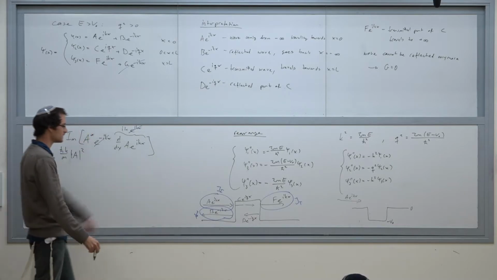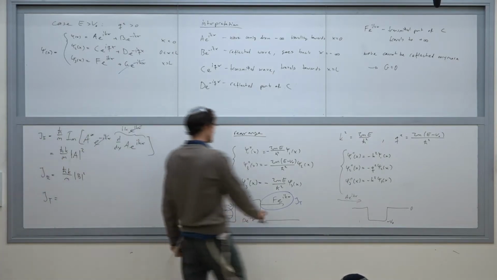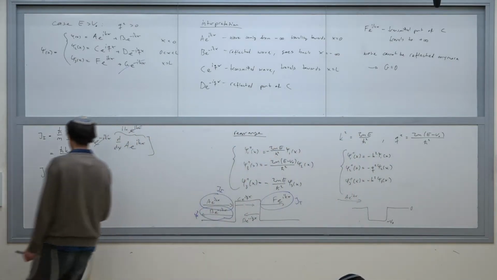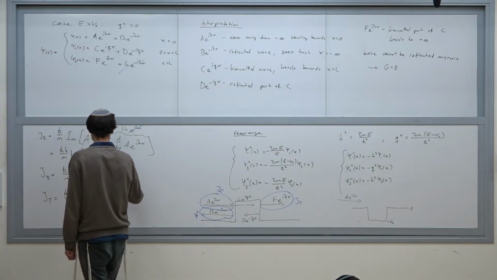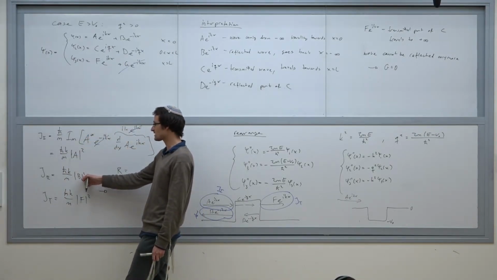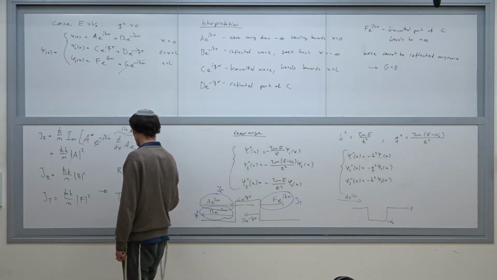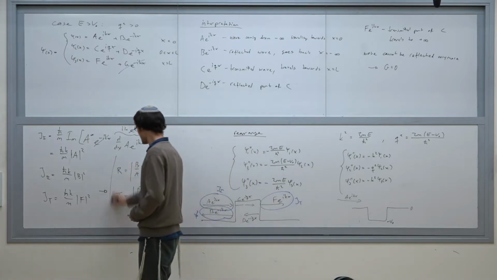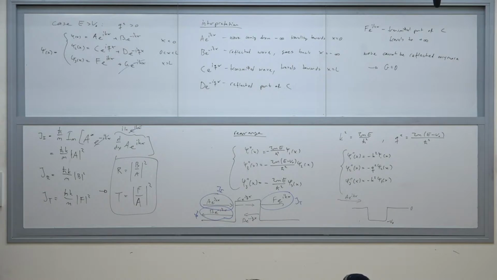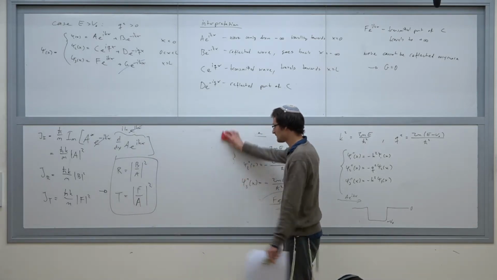I'll do the same thing with the reflected current. So you see it's exactly the same formula, but with B. And the transmitted current, I'll use this one here, and I get h bar k divided by m times f squared. Now, it's simple. The reflection coefficient is the reflected current divided by the incident current. So that's b over a squared. And the transmission coefficient is f over a squared. So all we have to do is find A, B, and F.